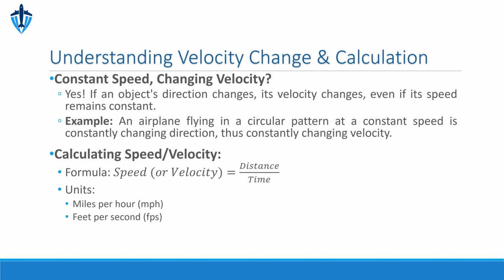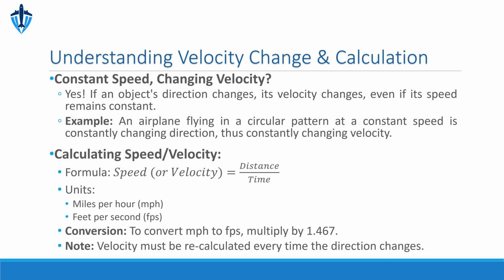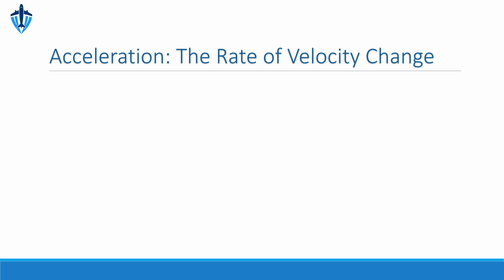It's often necessary to convert between these units, and for that, remember the conversion factor. 1 mph is approximately 1.467 fps. While the calculation formula is the same for speed and velocity, always ensure to account for direction changes when dealing with velocity. Building on our understanding of velocity, let's move on to acceleration.